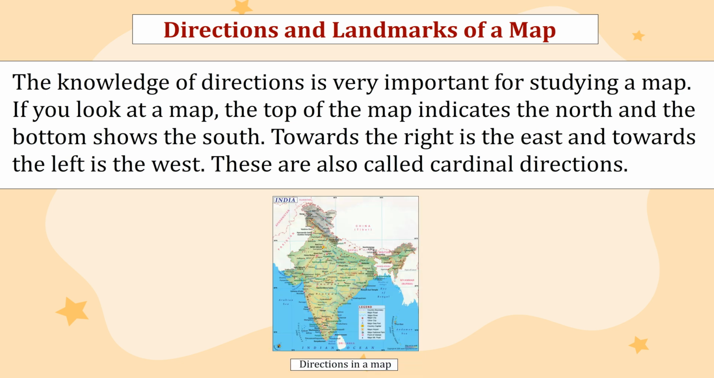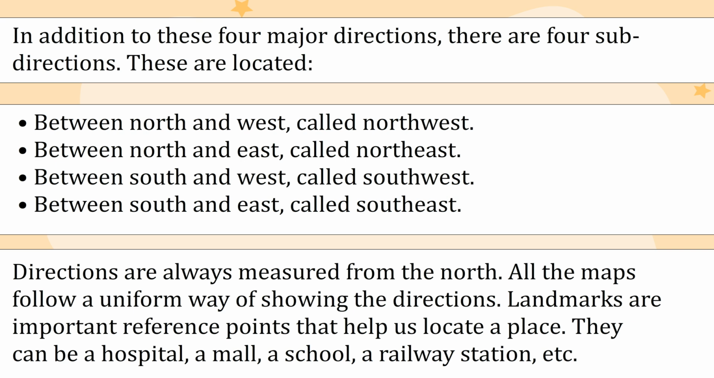Directions in a map. In addition to these four major directions, there are 4 subdirections. These are located between north and west, called northwest. Between north and east, called northeast. Between south and west, called southwest. Between south and east, called southeast. Directions are always measured from the north. All the maps follow a uniform way of showing the directions.